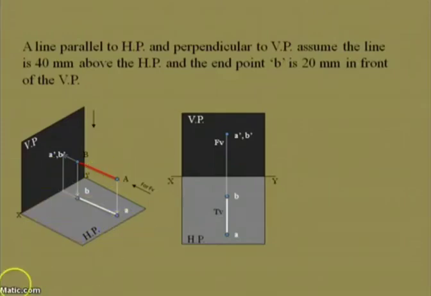So I have rotated the horizontal plane through 90 degrees, and we get the front view and top view. In the front view we can see only the dot point. In the top view we can see the exact straight line with the true length.